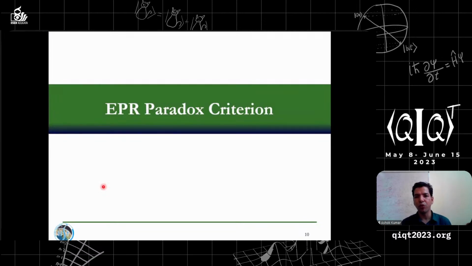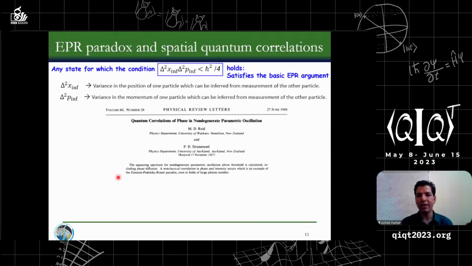Now, if I want to show this EPR paradox in the lab, or create a scenario like the EPR paradox in the lab, what is the criterion? What do I have to satisfy, or what kind of measurement or output do I have to get to say that I am in an EPR paradox regime? For that, in the late 80s, Reid and Drummond proposed a criterion. They said that if, let's say, you have two distant particles and you are making a measurement only on particle A, and from that measurement you are inferring the properties of the other particle, which may be far apart.